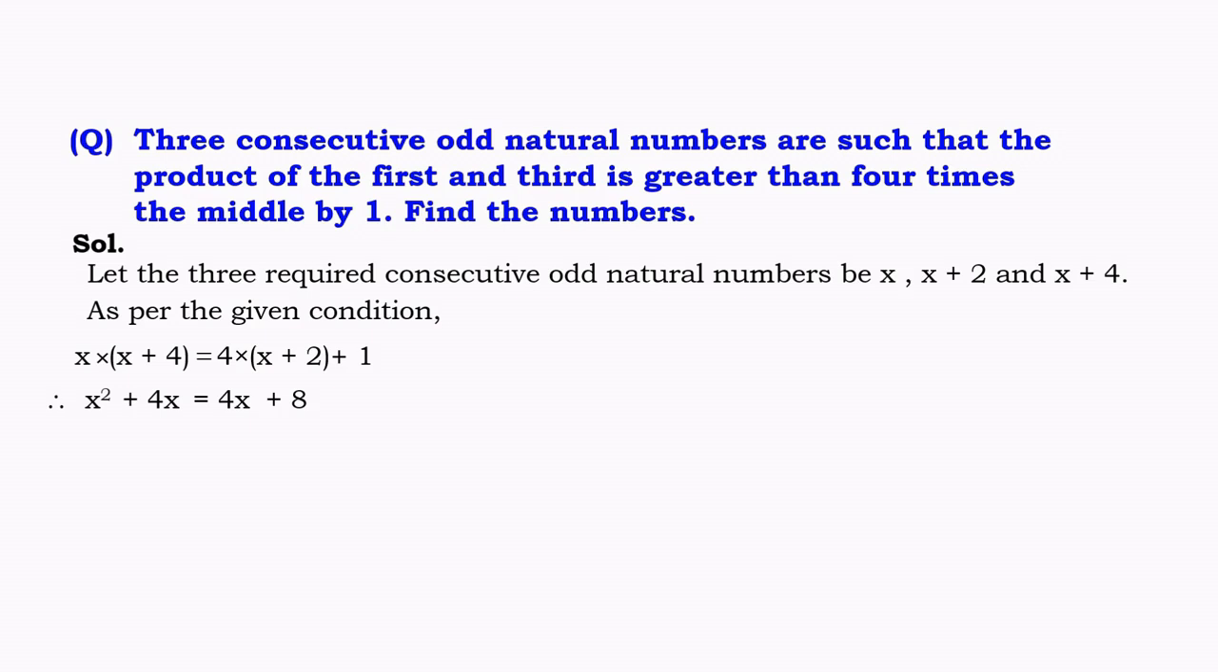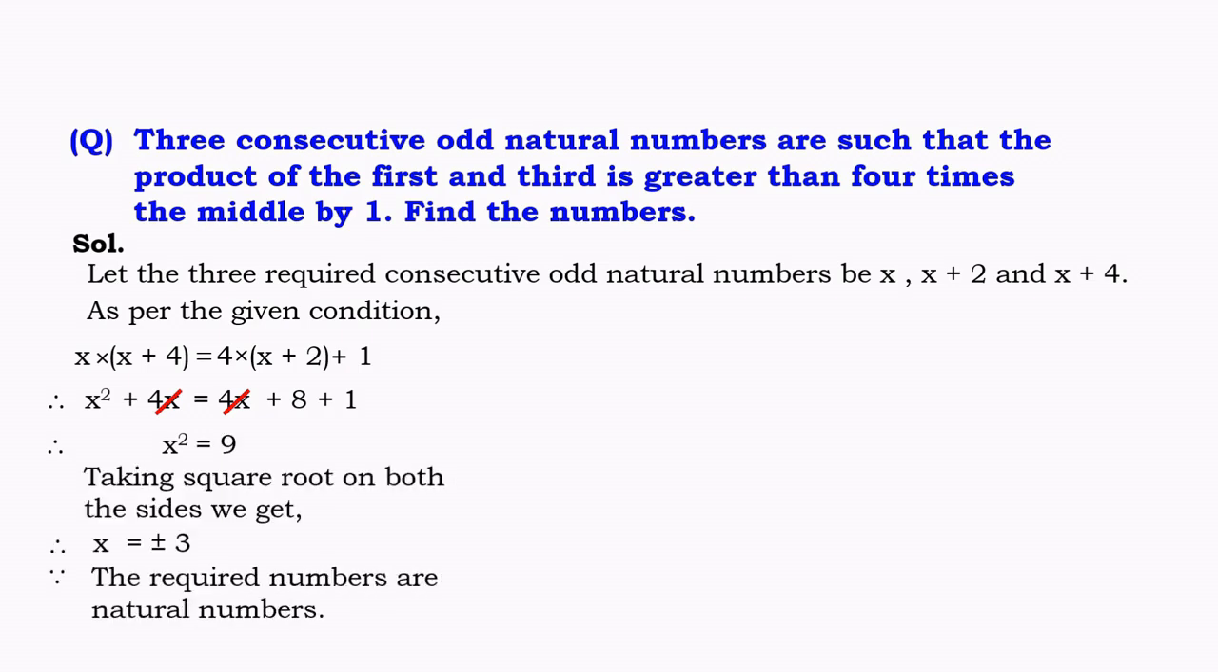Multiplying the brackets, we get x squared plus 4x equals 4x plus 8 plus 1. The term 4x appears on both sides and gets cancelled. This leaves us with x squared equals 9. Taking the square root of both sides, we get x equal to plus 3 or minus 3.